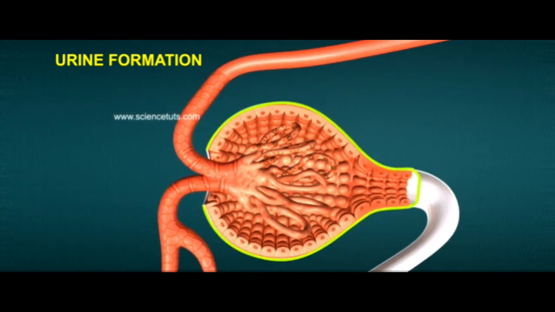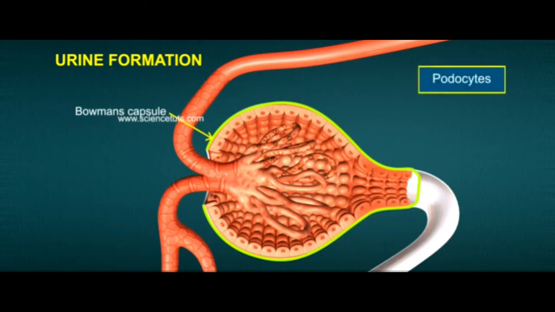The epithelial cells of Bowman's capsule are called podocytes. They are arranged in an intricate manner so as to leave some minute spaces called slit pores.